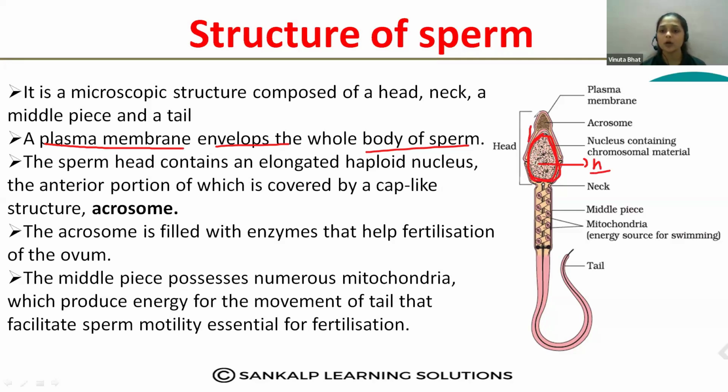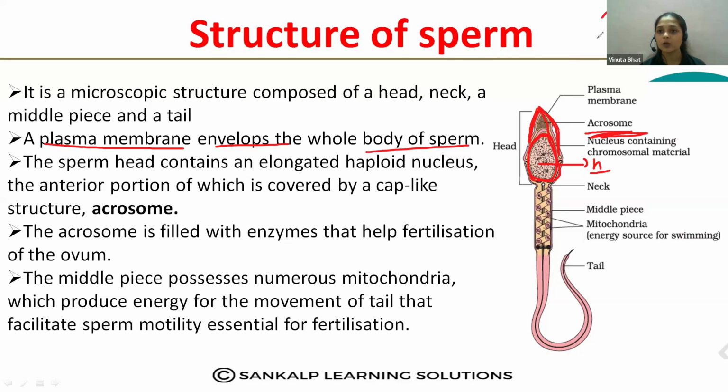And here you can observe a cap-like structure. This structure is very important. Altogether, this is called the head region. In the head region, the cap-like structure is called the acrosome. That is very important, acrosome. And this acrosome helps the sperm to penetrate the ovum.